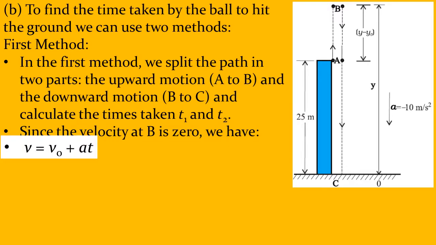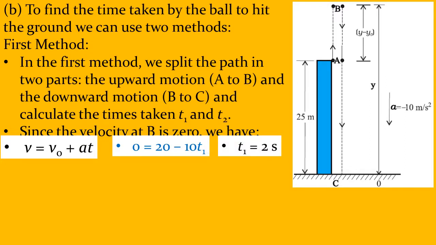Therefore, we have V is equal to V naught plus AT. What is the final velocity here? 0. So 0 is equal to initial velocity 20 minus, because the acceleration is minus 10, into T1. If I solve this, I get T1 as 2 seconds. So the time taken by the ball from A to B, T1, is 2 seconds.